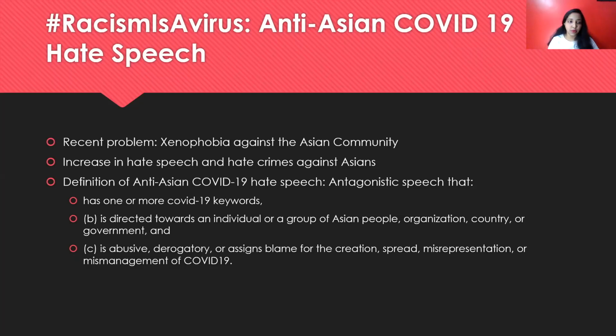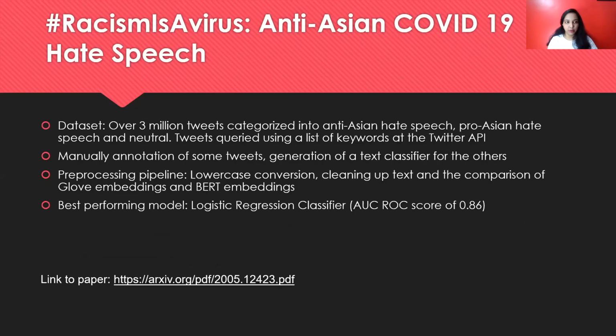So it's a pretty serious problem. So it makes sense then that the University of Georgia Tech decided to come up with a model that can detect anti-Asian COVID-19 hate speech. For this problem, they define anti-Asian COVID-19 hate speech as antagonistic speech that has one or more COVID-19 keywords, is directed toward an individual or group of Asian people, and is abusive, derogatory, or assigns blame for the creation and spread of COVID-19. So let's move on and look at how they proceeded about this.